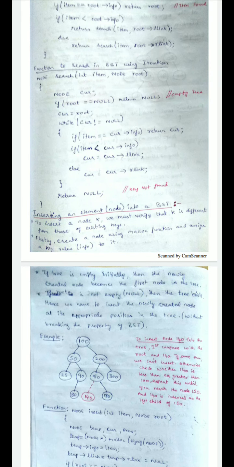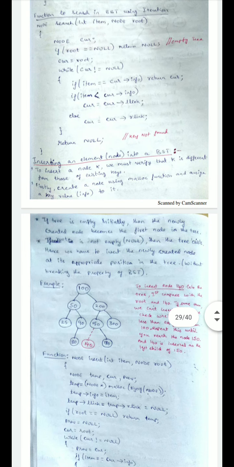That is the searching operation. Next, for the insert operation, if you want to insert a key, first we must check that the key does not already exist. Then we create a node with the key value using the malloc function. If the tree is empty, the initial key value becomes the first node of the tree. If not empty, we need to insert the created node at the appropriate position in the tree.